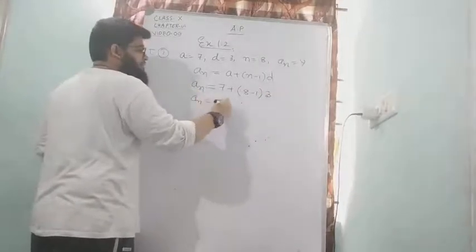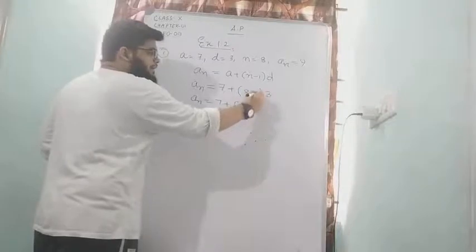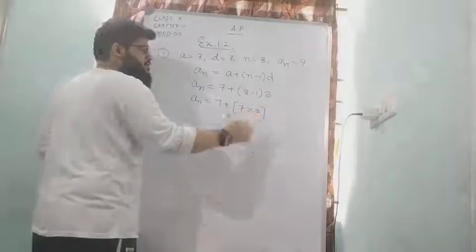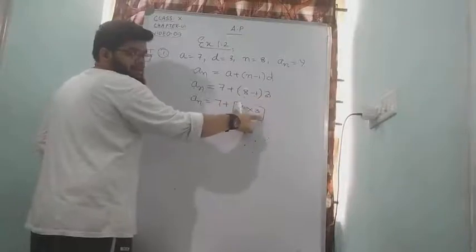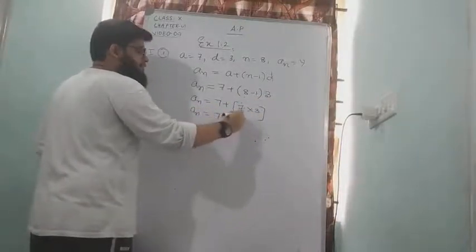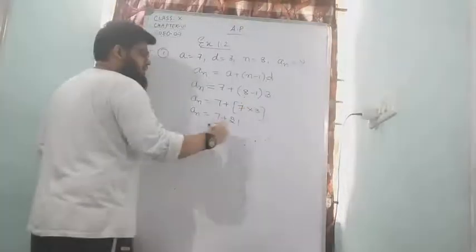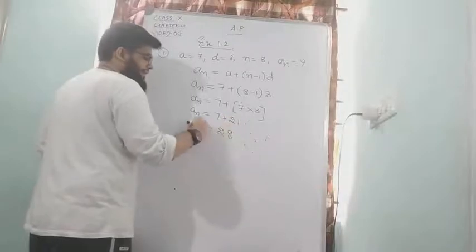So an is equal to 7 plus (8 minus 1), which is 7, into 3. The bracket represents multiplication, so please keep the 7 plus as it is. Solve this part first, the brackets, and then we will add 7 to that. So an is equal to 7 plus 7 3s are 21. So the value of an will be 21 plus 7, which is 28.